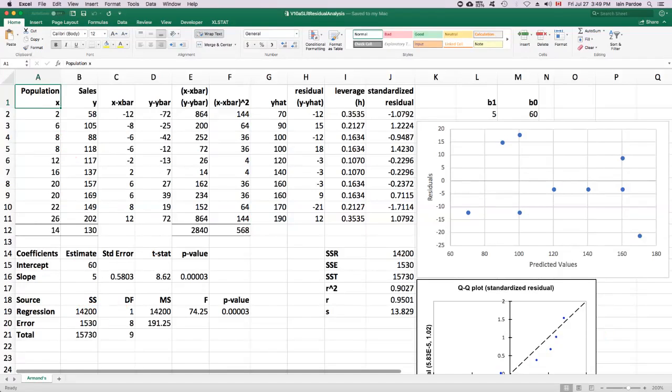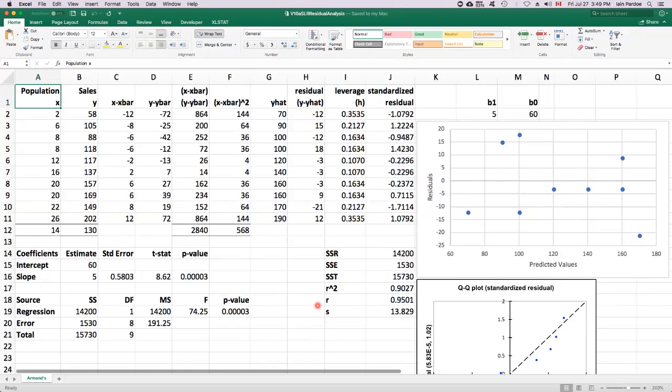We have the analysis of variance table, and we have R squared, and we have the standard error of the estimate. But before we can proceed and use this model for prediction or inference, we need to have some reassurance that the model assumptions that we're assuming are reasonable.